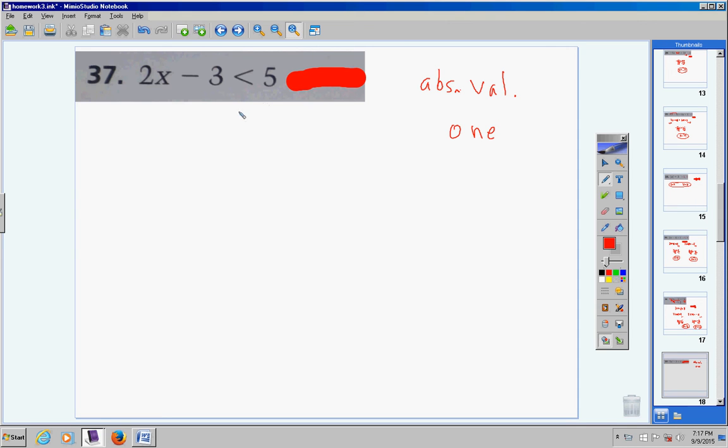Now this type here does not have an absolute value. It only has one inequality symbol right here. So it's a good old-fashioned, easy, linear inequality. So we simply solve for x. Bring the 3 over and make it a positive 3. So the inequality would read 2x is less than 8. Now, divide both sides by 2. Your 2's cancel. X is less than 4. There you go. X is less than 4.